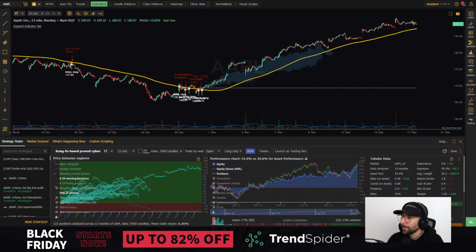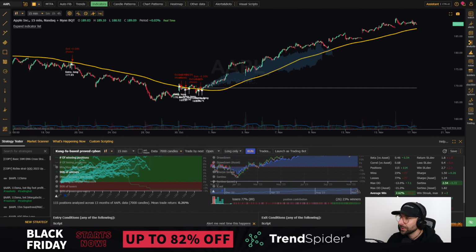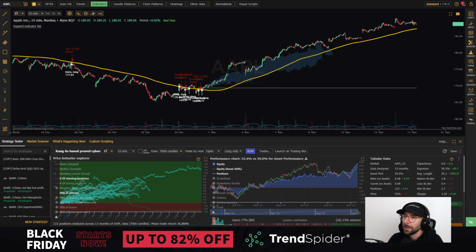On the right-hand side where it says tabular data, and your tabular data may look different from mine, you can adjust the values that are in it by clicking on the 3 dots right here. And you can add a bunch of different data points. The big ones that I pay attention to: I'm curious to know average trade length, average return, risk to reward, my win-loss rate, and so on. But different traders have different requirements, different values that they're looking at.